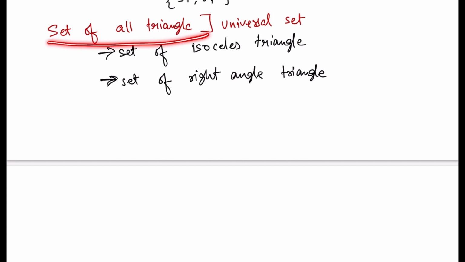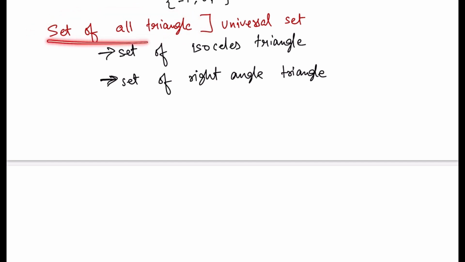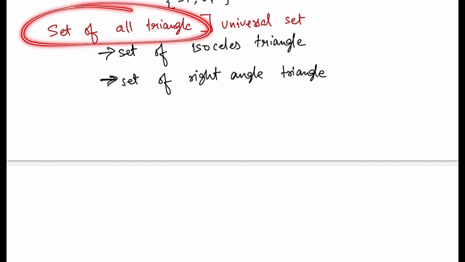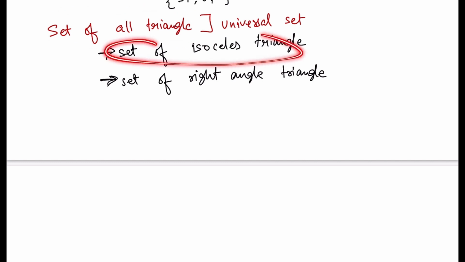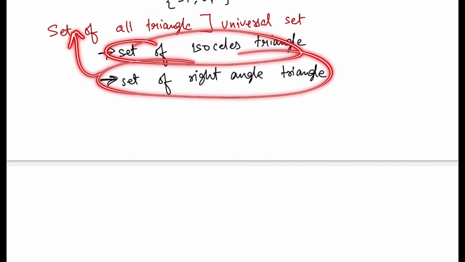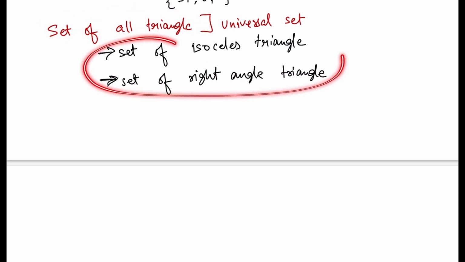Now this is a set that has every triangle. It has equilateral triangles, isosceles triangles, and right angle triangles. Every other triangle is present in this set. That means isosceles triangles will also be present in this set, and right angle triangles will also be present in this set. So this is the biggest superset of these sets.